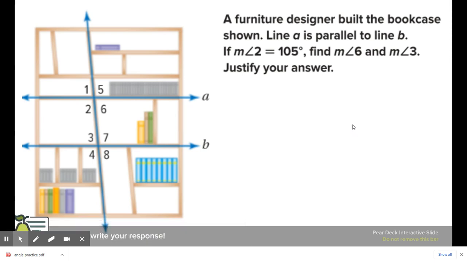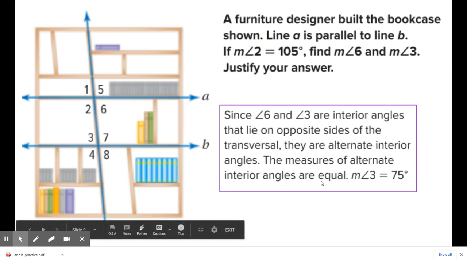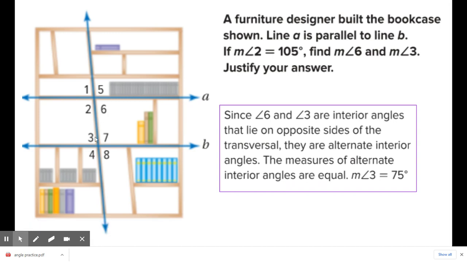Angle 3 would be found because 6 and 3 are alternate interior angles that lie on opposite sides of the transversal. The measures of alternate interior angles are equal. If we know 6 is 75, we know 3 is 75 as well. That's just the kind of logic. If you use that logic, this stuff is simple. Don't try to fight it. Of these 8 angles right here, there's only going to be 2 measures. It's either going to be 105 or it's going to be 75.